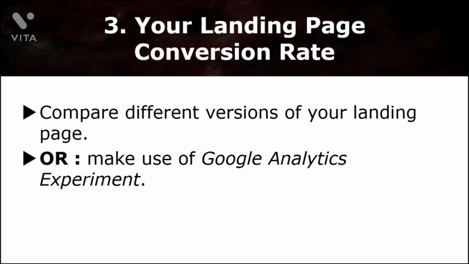Finally, check your landing page conversion rate. This is done by comparing different versions of your landing page. But don't fret, there is a shortcut to this method. What you can do is make use of the Google Analytics experiment, where it's easy and free. The tool enables you to test any slight change or variation to your website, which enables you to measure which landing page generates the most conversions.